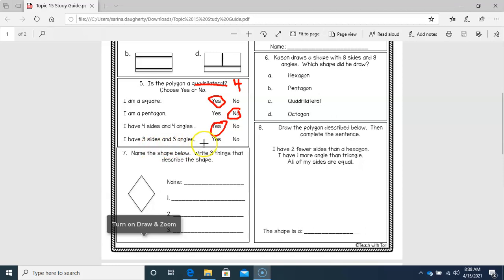And I have 3 sides and 3 angles. Well, that's not 4 sides and 4 angles, so no. So it should be yes, no, yes, no. All right, number 6.